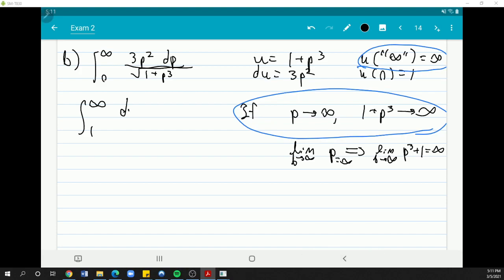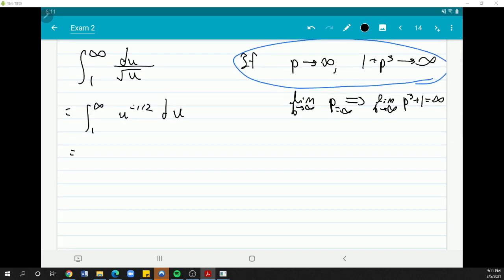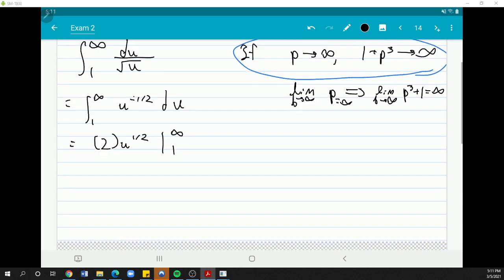So now we have du over the square root of u, which equals the integral from 1 to infinity of u to the minus 1/2 du. And so now I get u to the 1/2. What do I put here? 1/2, but flip it, so 2. Evaluate that from 1 to infinity.